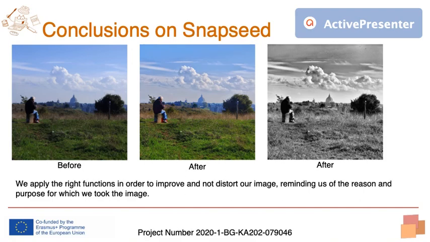With the HDR function we can add the effect, bordering on hyperrealism, of multiple exposures to your single shot. The drama effect will enhance the drama of your shot, the grunge effect will make it stronger and more extreme. But let's not overdo the features. We apply the right functions in order to improve and not distort our image, reminding us of the reason and purpose for which we took the image.